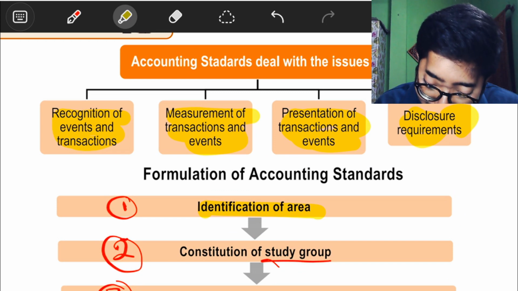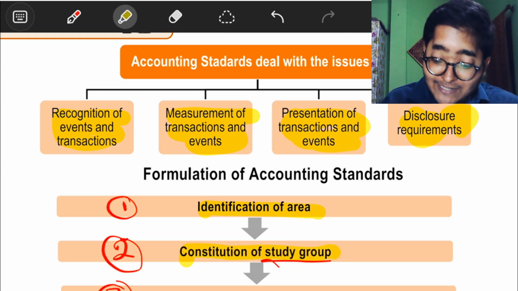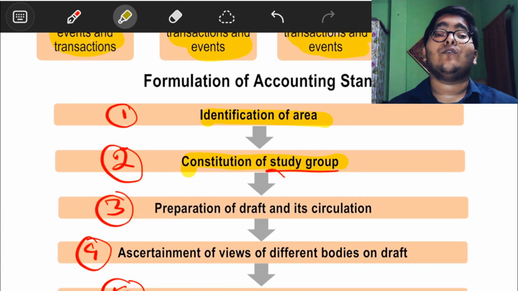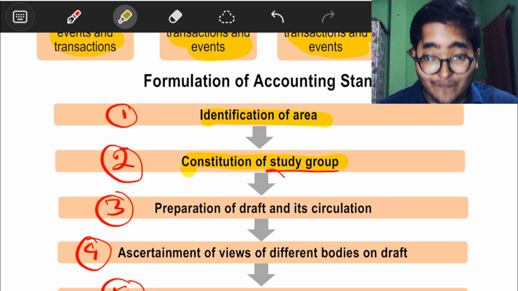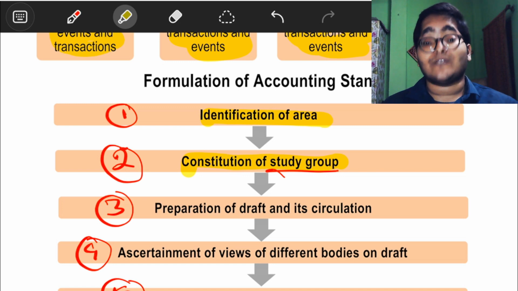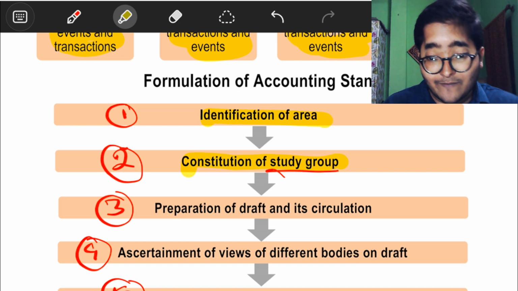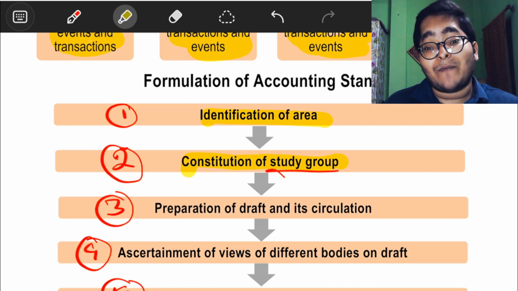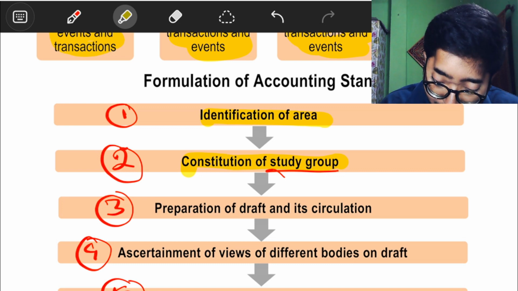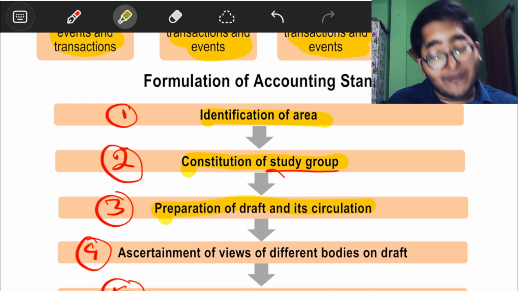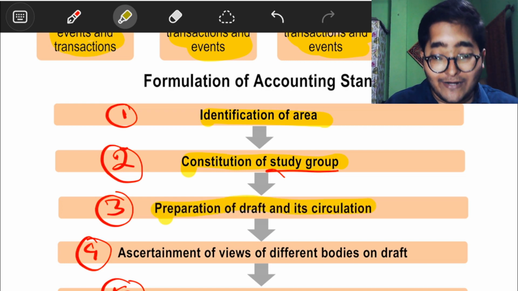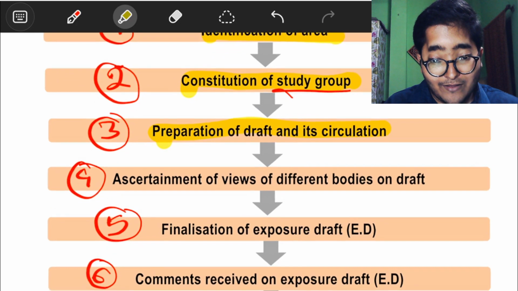Second is the constitution of the study group. Study group who will research about the area, who will study the processes. Such a group is created or constituted. Third is preparation of draft and its circulation. A draft is prepared by the study group and it is circulated among different members.